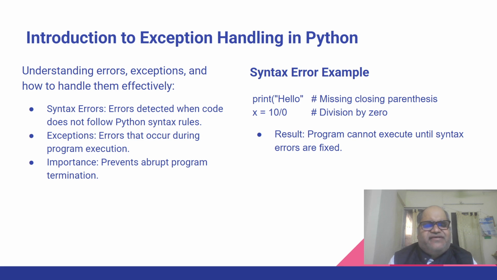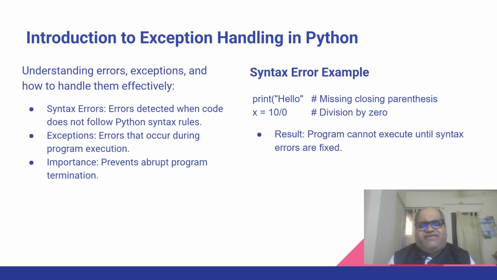Exceptions are the errors that occur during program execution. So syntax will be correct, but either certain values input by the user, or certain intermediate computation might result in a rule violation. The one that you see on the right hand side is division by zero. So this is different from a syntax error.